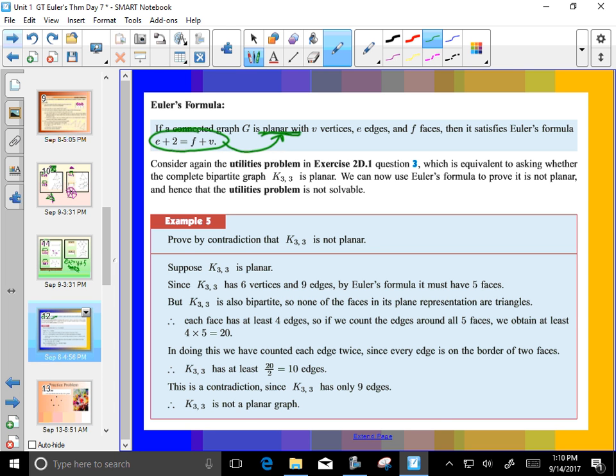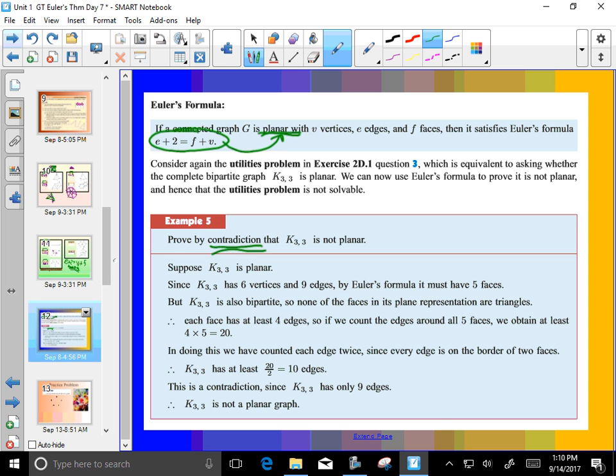Okay, so we're going to do some proofs. I'm going to use this example, then we're going to do a couple together, and then we'll turn you loose on a few proofs here. Prove by contradiction, and what that means is assume the opposite and prove it doesn't work.